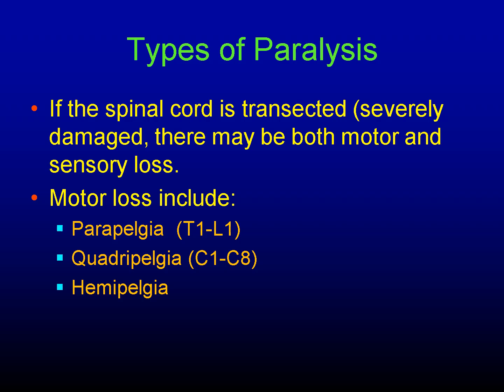Transection of the spinal cord at any level results in total motor and sensory loss in the body regions inferior to the site of damage. If the transection occurs between T1 and L1, both lower limbs are affected, resulting in paraplegia. If the injury occurs in the cervical region, all four limbs are affected and the result is quadriplegia. Hemiplegia is paralysis of one side of the body. This is usually the result of brain injury, like from a stroke.